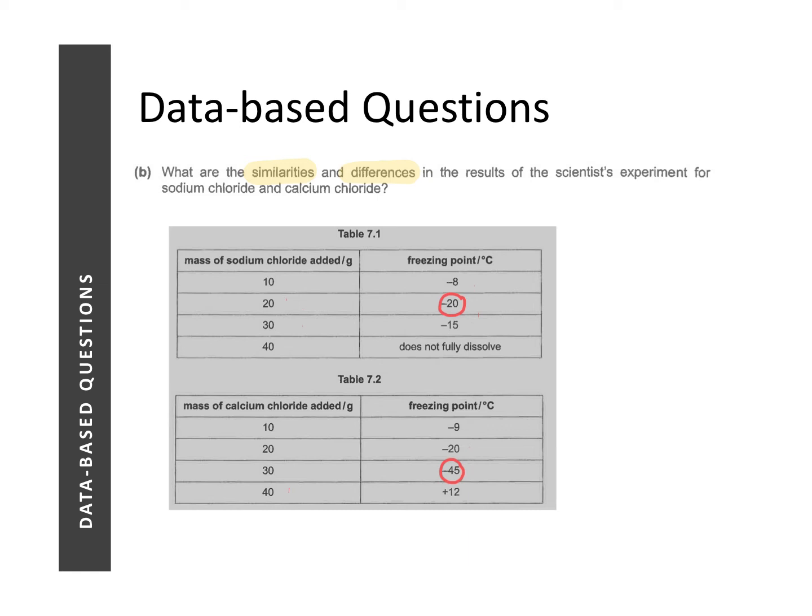That's one difference. The second difference is when 40 grams of calcium chloride is added, the freezing point of water increases to +12, whereas for sodium chloride, it doesn't dissolve fully. Or you can say something like, when more than 30 grams of sodium chloride is added, it no longer dissolves fully, while calcium chloride can continue to dissolve fully to produce a change in the freezing point. There are multiple correct answers that you can state, as long as it is not simply stating the data. You need to compare and draw certain commonalities and differences.